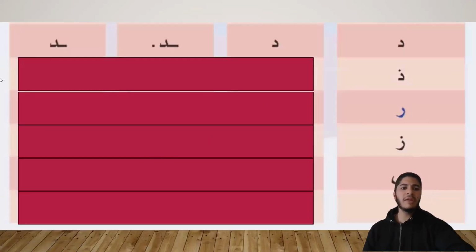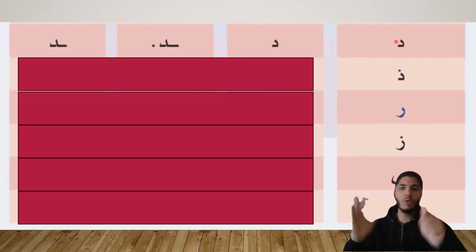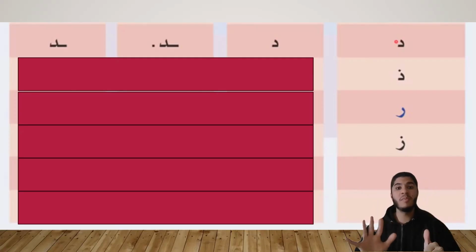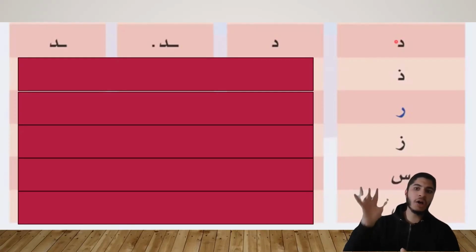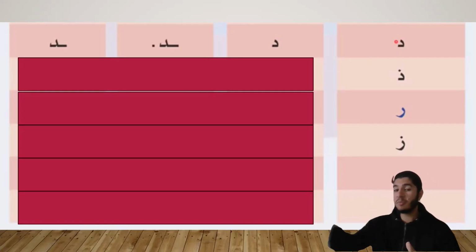Yeah, we have here the letter dal, as you see. The dal, as we have mentioned, is from the letters that do not link to the letter after. We mentioned alif, dal, zal, ra, zay, wow. Memorize them. They are so important. Alif, dal, zal, ra, zay, wow. Those 6 letters do not link to the letter after, but they link to the letter before.